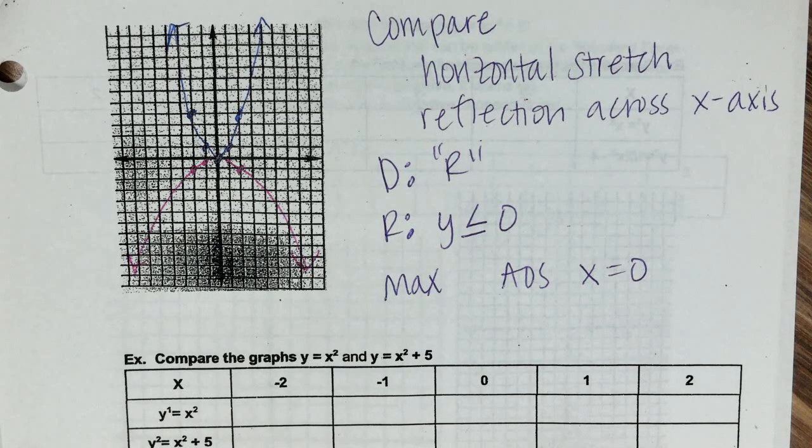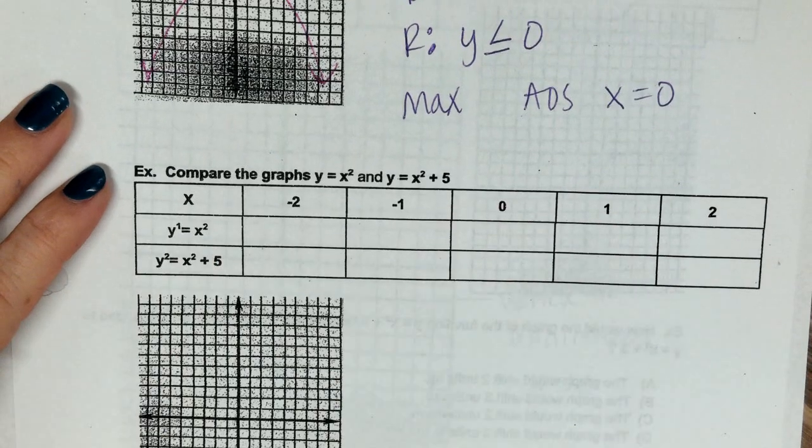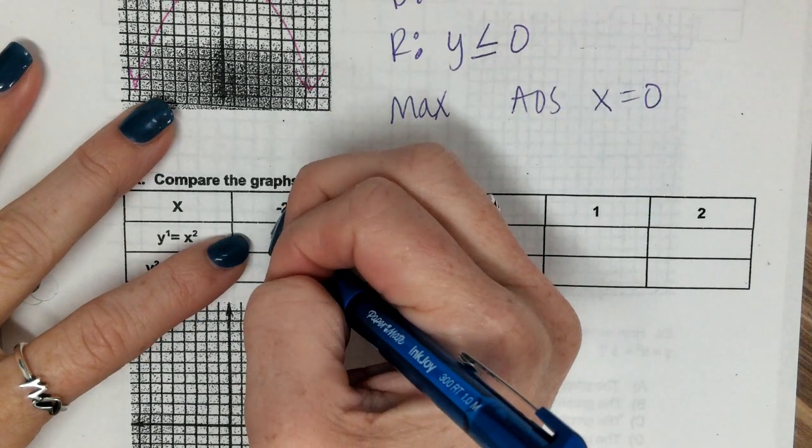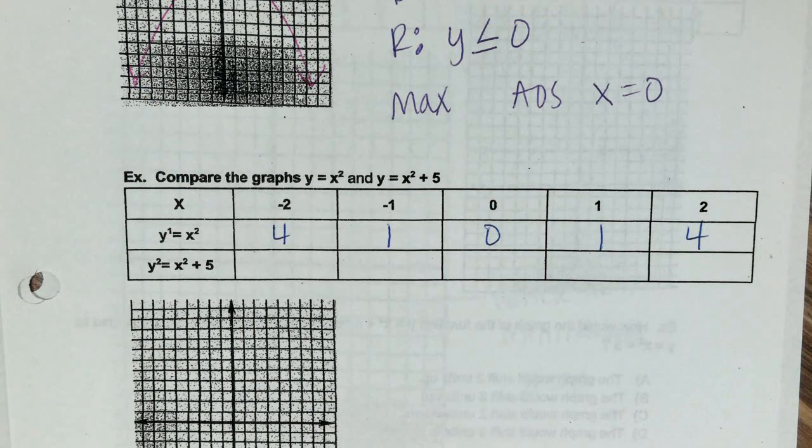Now, the next example, we're going to take the same parent function. Do y'all see the same parent function, y equals x squared? So go ahead and fill in your table. When x is negative 2, y is 4, and then 1, and then 0, 1, and 4. But what are we going to do to the function this time? Instead of multiplying, what are we going to do?